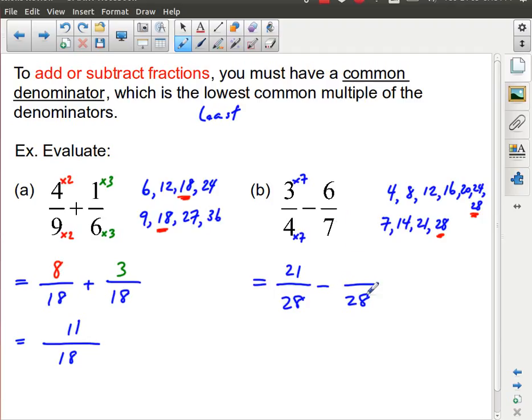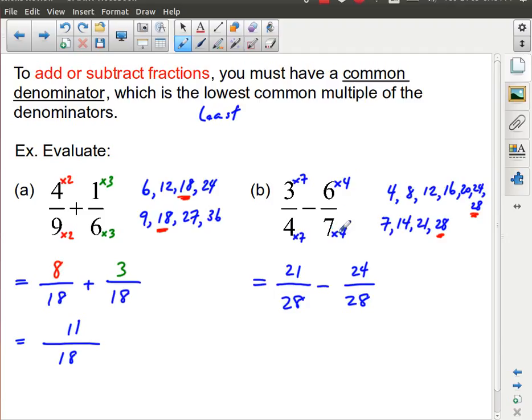What did I do to the 7? I multiplied it by 4. What did I do to the 6? I also have to multiply it by 4. 6 times 4 is 24. Now you might think, hold on a second. I multiplied 4 by 7. I multiplied 7 by 4. Does that mean that I can always just multiply the two denominators together?